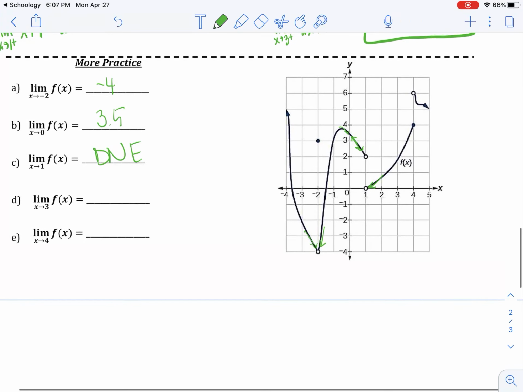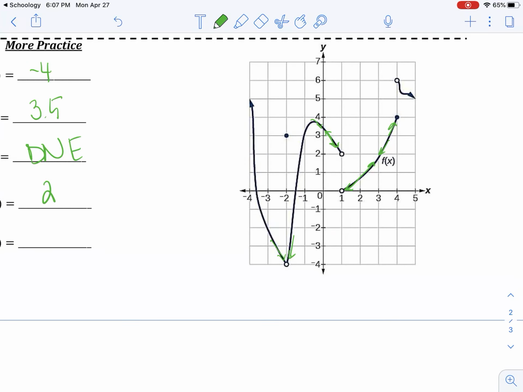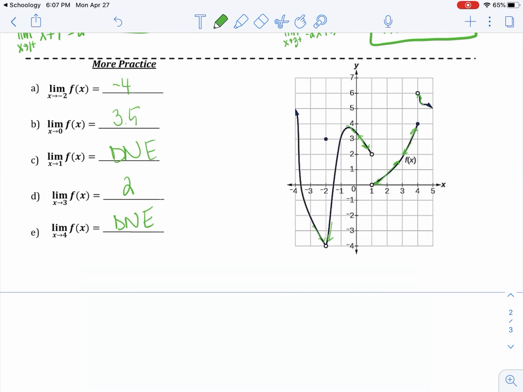All right, d, the limit as x approaches 3, approach it from the left, approach it from the right. You're approaching the same y value, which is 2. Last one, the limit as x approaches 4, approach it from the left, approach it from the right. Does not exist. 2 different y values. There's a jump in the graph.